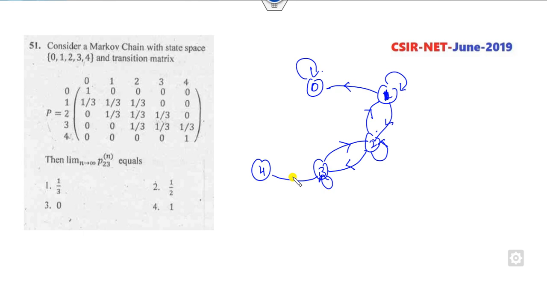Is it possible to start from 0 and reach back at 0? No. So it means this is not irreducible, because the states are not accessible from each other. So what is the meaning of that? It is reducible. Now, if you start from 0, there is only one way. Can you come back to 0? Yes. So this is my recurrent class. Moreover, you can see the diagonal entry is 1. This is called an absorbing state as well.